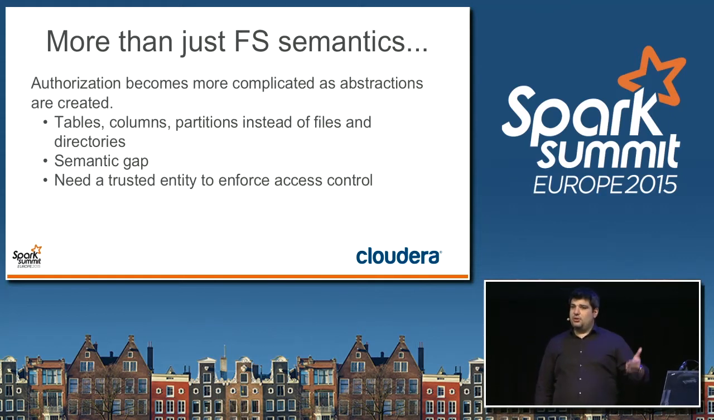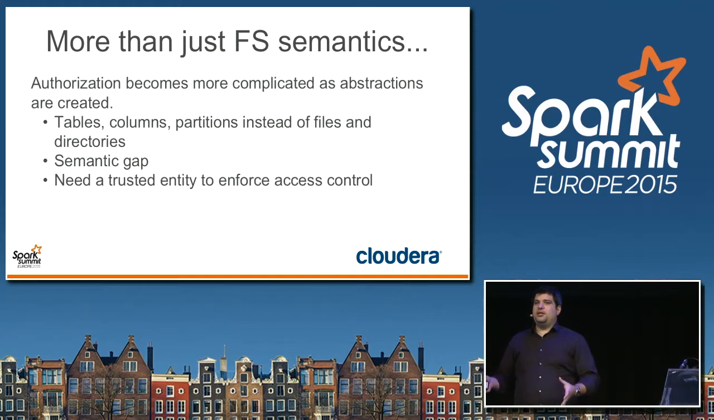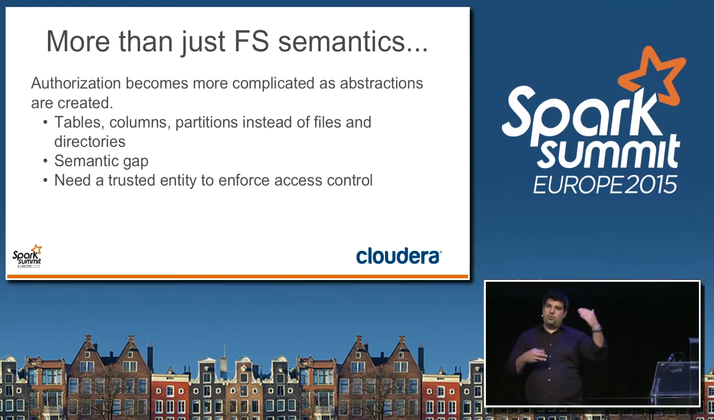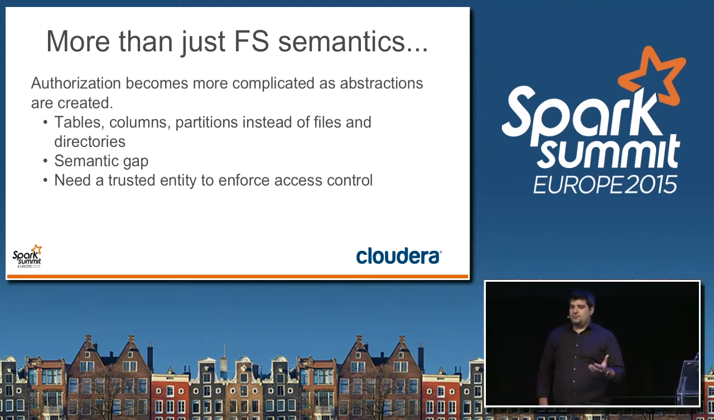There's also use cases at the row level where you say, look, I'm in Europe. I want users in Europe only to be able to see European records, and I want analysts in the United States to only see United States records. So that's more like row level authorization. So there's a semantic gap here between file-oriented authorization and table-oriented authorization. And also, to enforce these policies, you need sort of a trusted entity.